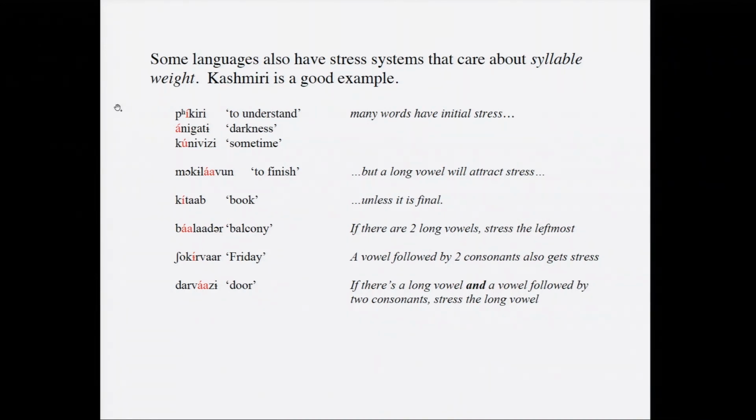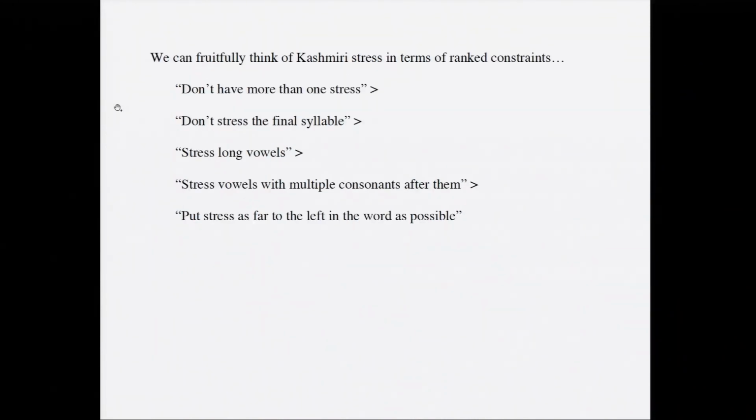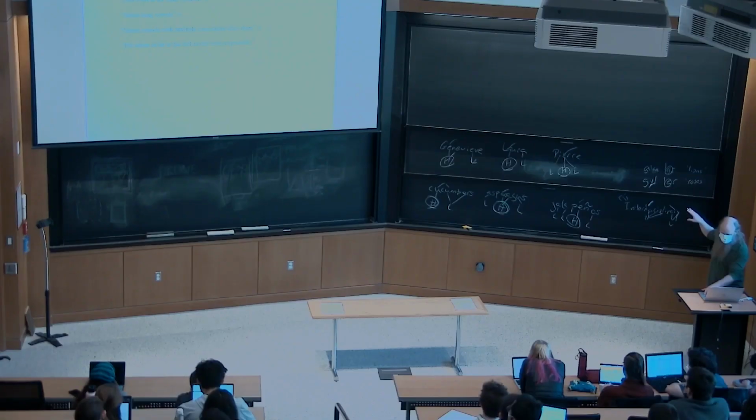In Friday, you're not getting stress on the long vowel. That's because the long vowel is the last syllable of the word. And the more important thing is don't stress the last syllable. So we can fruitfully think of Kashmiri stress as a bunch of ranked constraints, again, which say things like, don't have more than one stress, don't stress the final syllable, stress your long vowels, stress your vowels that have multiple consonants after them, and then put stress as far to the left in the word as possible.